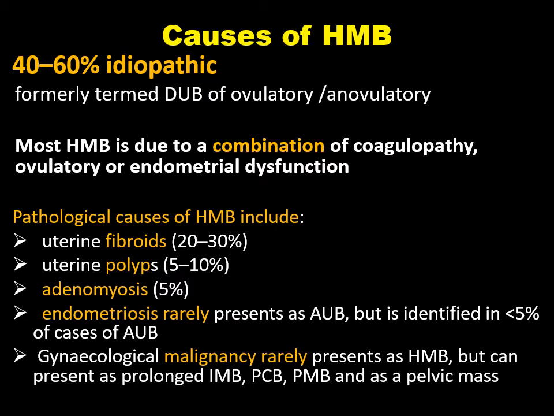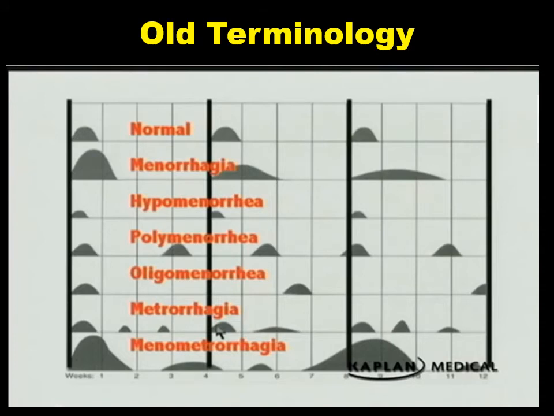And gynecological malignancy rarely presents as heavy menstrual bleeding, usually presents with intermenstrual bleeding, postcoital or postmenopausal bleeding, or a pelvic mass depending on the malignancy. These are the old terms that you need to be familiar with.